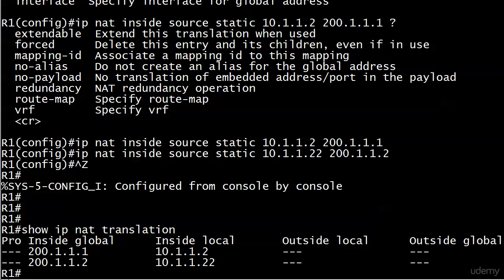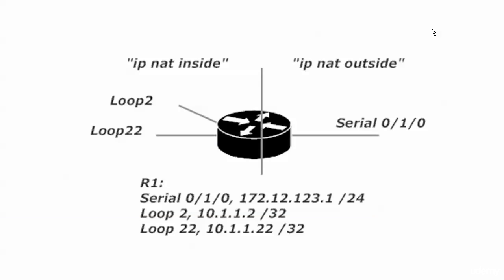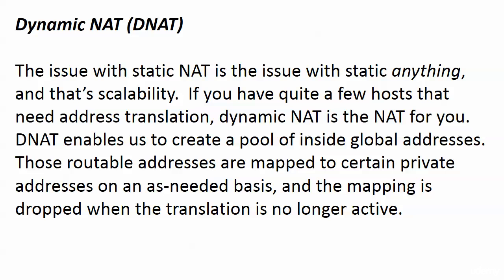Because the problem here is you got to have all these routable addresses to give out in the first place, whether you're using static or dynamic NAT. But the thing is, these hosts may not even be using these addresses right now. And the thing is, they're tied up. You can't give 200.1.1.1 to somebody else because it is statically mapped to 10.1.1.2, and that is the drawback of static NAT. So with that in mind, the issue is static anything, what's the problem? Scalability. And if you just have a few hosts, again, you might get away with it. But if you have 50 hosts, you don't want to be dealing with static NAT.